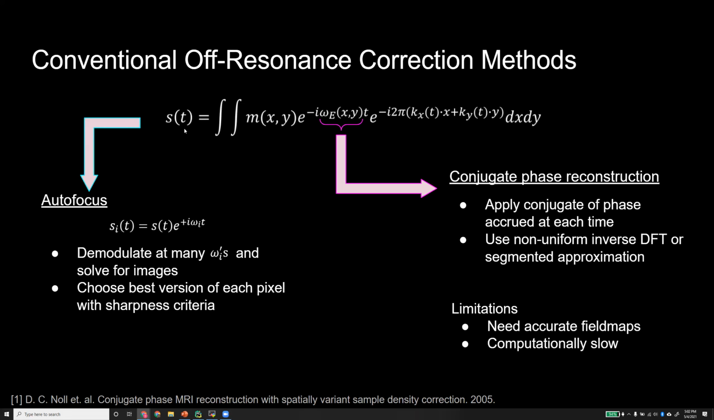Another method that doesn't require a field map is called autofocus, where you use the same concept of demodulating at different frequencies. But then across the different frequencies, you choose the best version, so the frequency that has the best version of each pixel using some kind of sharpness criteria, and create a concatenated image with that criteria. A limitation is that it doesn't perform well at all with spatially varying off resonance, which we'll show later.